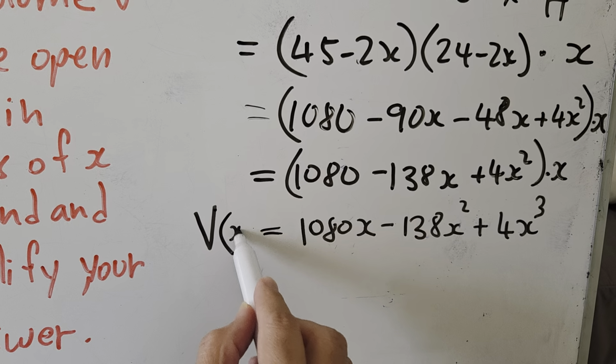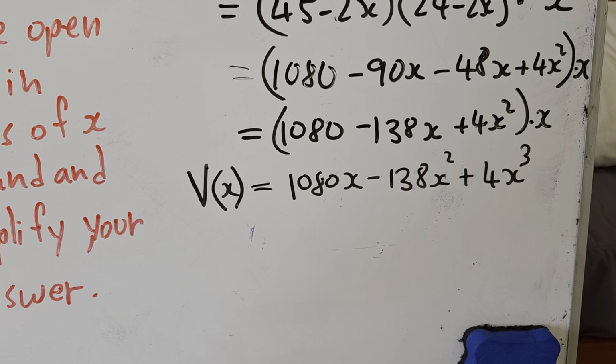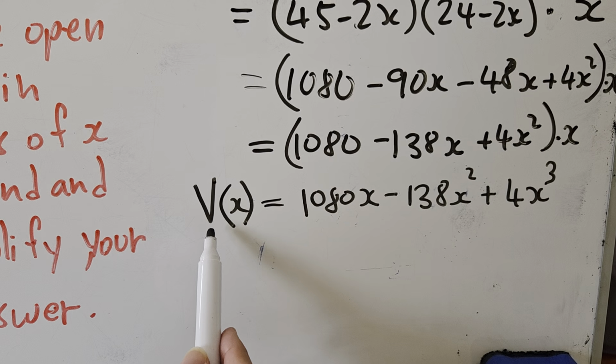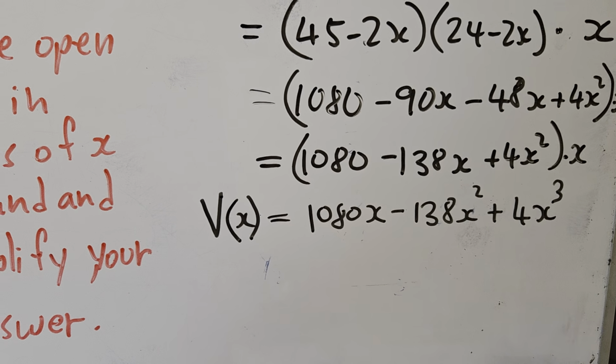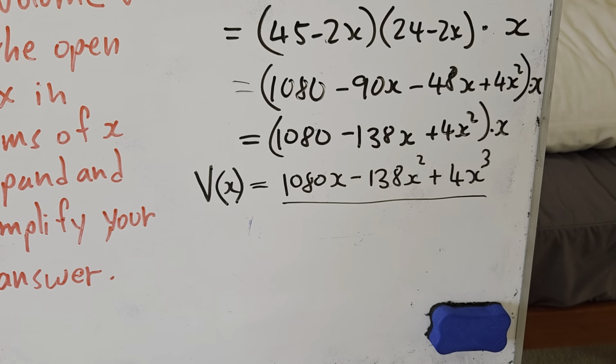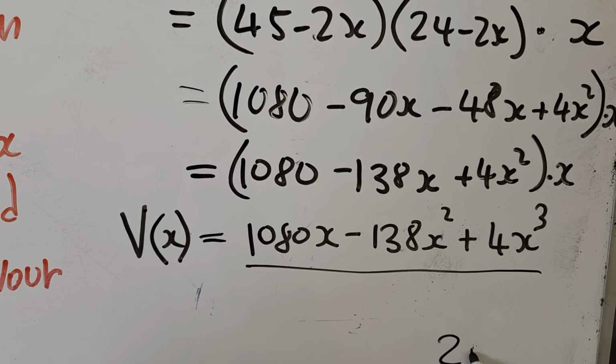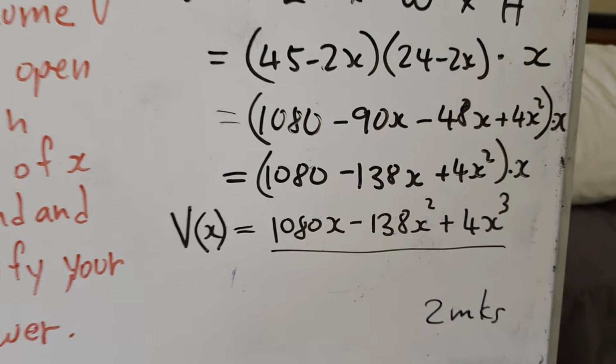And if you want, you can put a bracket and write V(x), volume expression in terms of x, or just V is also okay. If you didn't write the bracket x, that's still fine. What they're looking for is that if you show the examiner that expression, you're given 2 marks in this question.